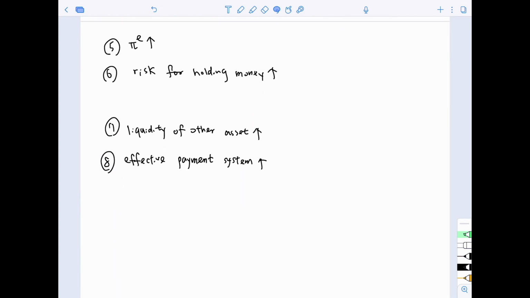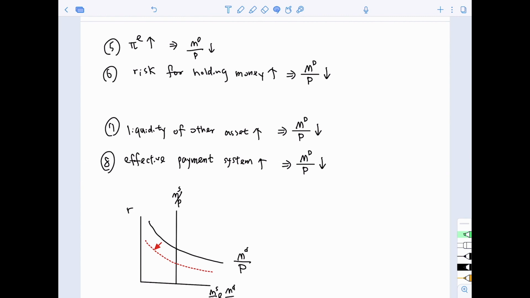How about an increase in the expected inflation rate, an increase in the risk of holding money, an increase in the liquidity of other assets, or an improvement in the effective payment system? For all these cases, there will be a fall in the real money demand. Because of that, in the diagram, it relates to a left shift of the money demand curve.